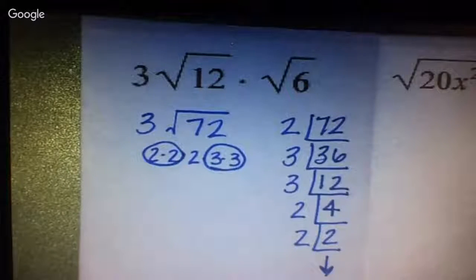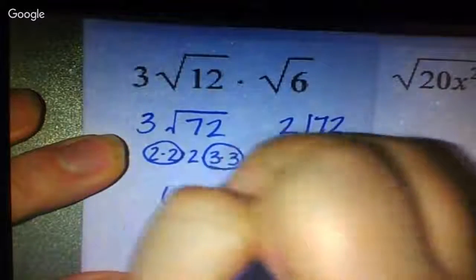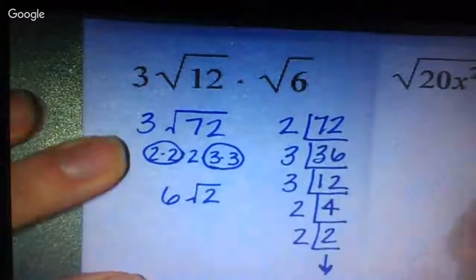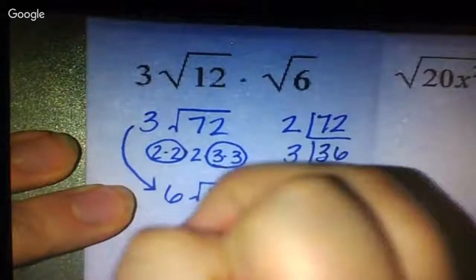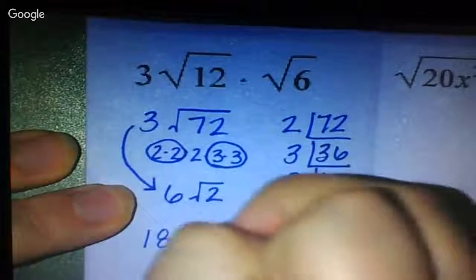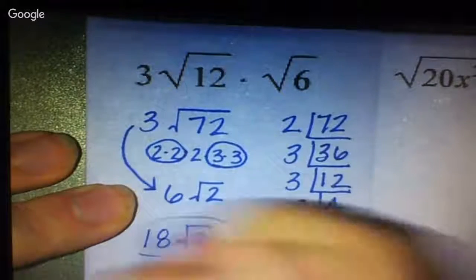So you multiply what you pull out front. I pull out a 2 and I pull out a 3. So that becomes 6 square roots of 2. Last thing though, don't forget this coefficient you already had up front. So my final answer is 18 square roots of 2.